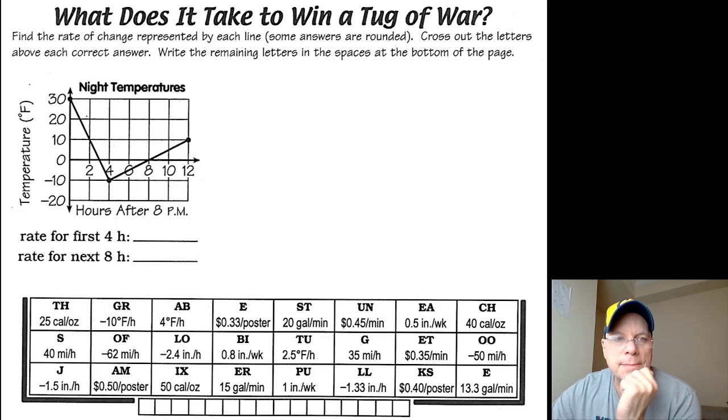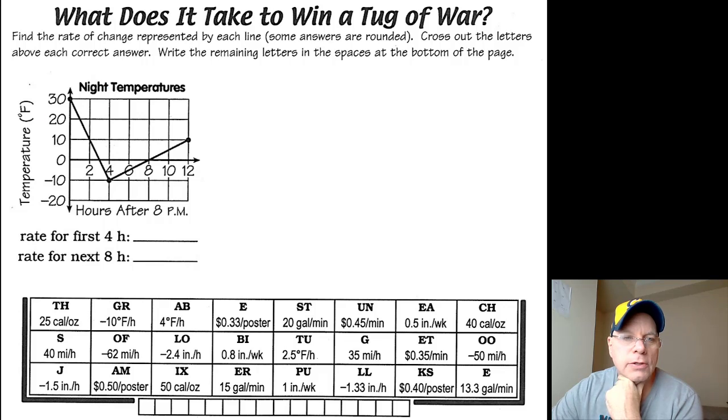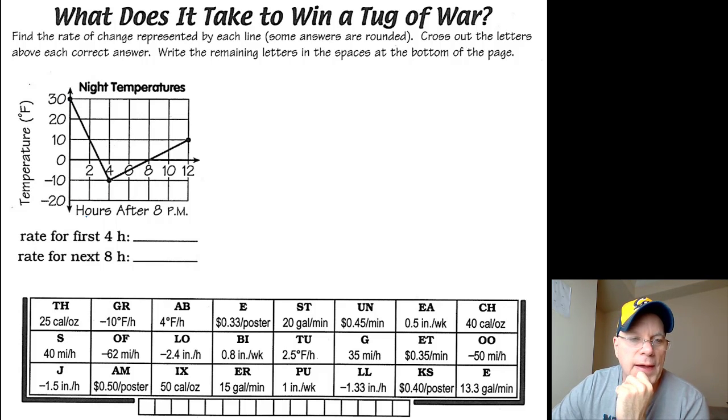Okay, this shows the temperature at night in degrees Fahrenheit. Must be a pretty cold place, definitely not Florida, but someplace. Oh, and the x-axis label says hours after 8 p.m.